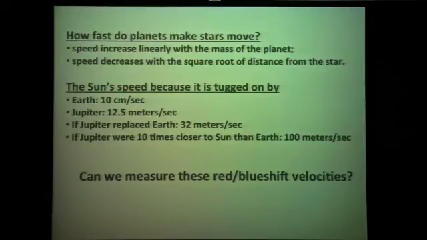Not much. How fast does Jupiter make the sun move? 12 meters per second. If you replace the Earth with Jupiter, Jupiter's 318 times the mass of the Earth. How fast would Jupiter make the sun move if Jupiter were where the Earth is? 32 meters per second. If Jupiter were 10 times closer to the sun than the Earth is, how fast would Jupiter make the sun move? 100 meters per second. Could we measure that?